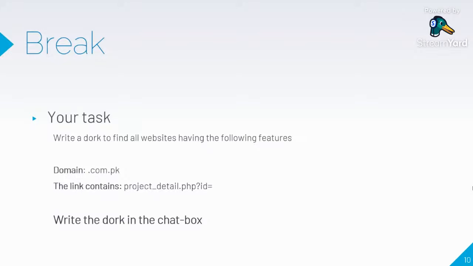So guys, you all had a task, right? You had to write a dork having the domain .com.pk, and the link should contain project_detail.php?id=. So I'll be having a look at the chats. You could all just write your dorks over there.